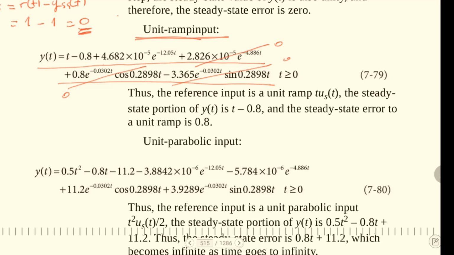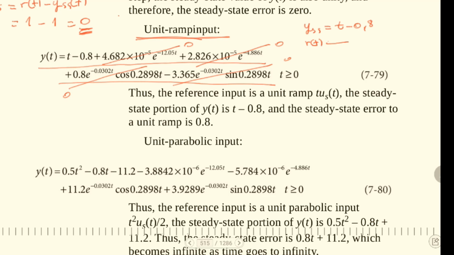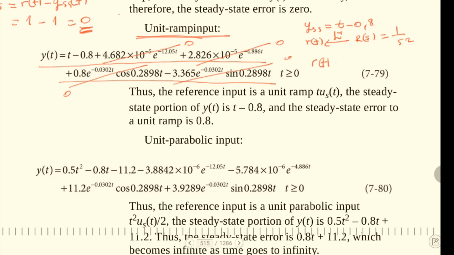What is the r(t) value? r(t) can be obtained as the inverse Laplace of R(s), which is 1 over s squared. So we can say it is t, yes, r(t) is equal to t, sorry, not t times t, for 1 over s squared from the inverse Laplace. So what is the steady state error now? r(t) is t, the steady state value of the output is t minus 0.8, so it will be 0.8, as we found before.